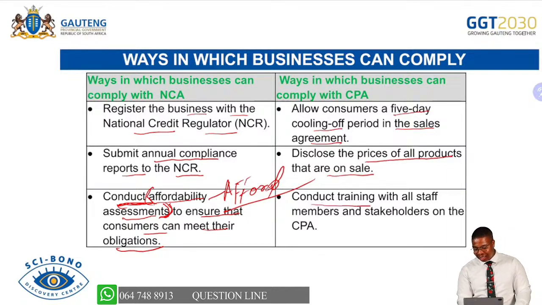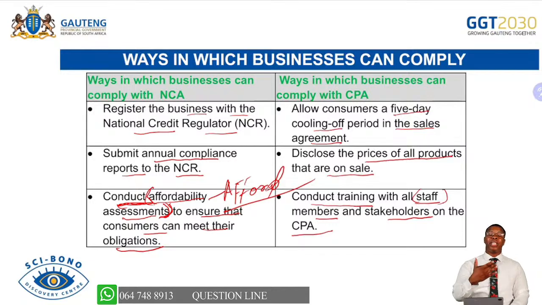And then conduct training with all staff members and stakeholders on the Consumer Protection Act, because what is key here is that the staff members are the ones who are going to engage with the customer. So they need to know how to comply with the Consumer Protection Act. They need to know the consumer rights so that they are in a better position to deal with any challenge, error or misconception with the consumer in the right way, because they will then protect the business and also respect the consumer rights according to the Consumer Protection Act.